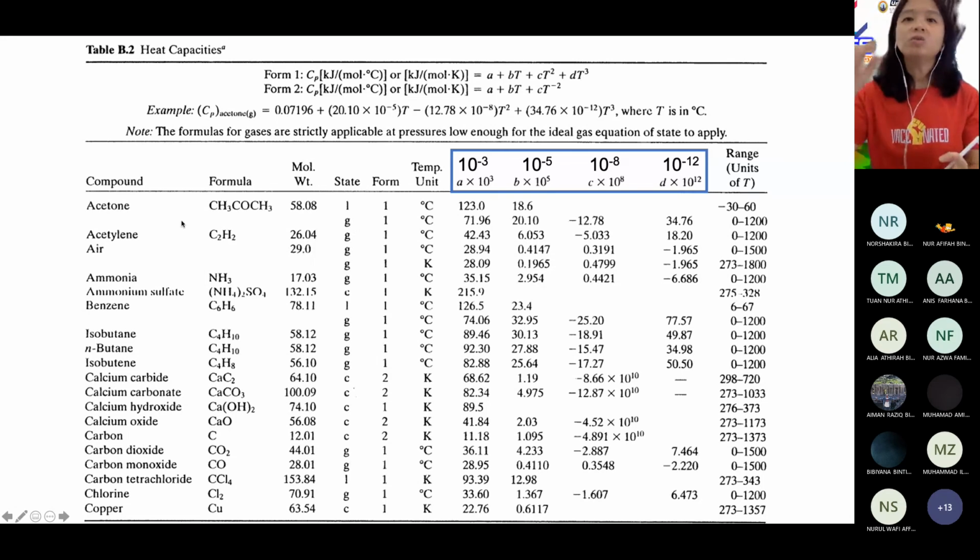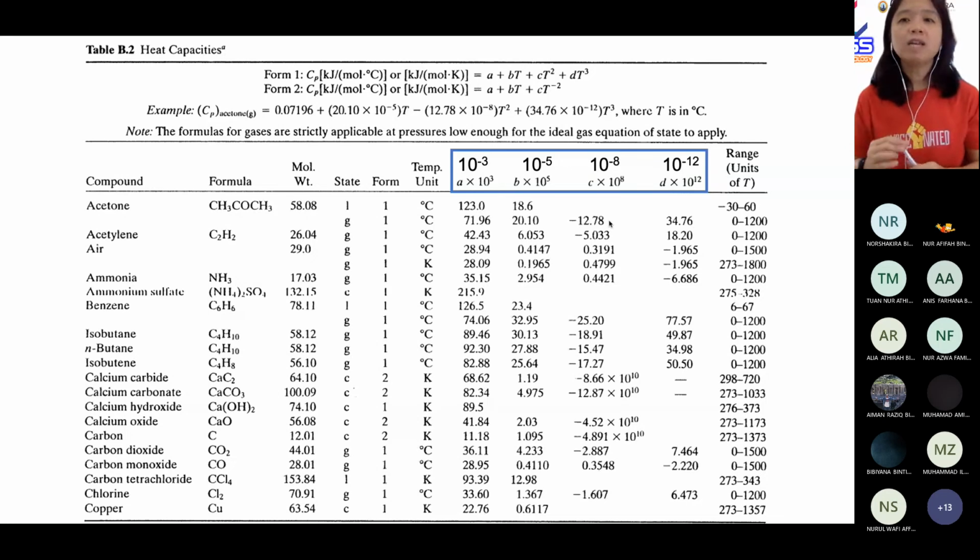Contohnya acetone, dia ada dua nilai. Kamu tengok dua row nilai CP yang berlainan. Why? Each row is for different phase. So katakan you want to calculate for CP for acetone liquid, you use the first row. If you want to calculate CP for acetone for gas phase, you use the second row. So part ni pun kena faham nilai CP tu also specific to the compound.